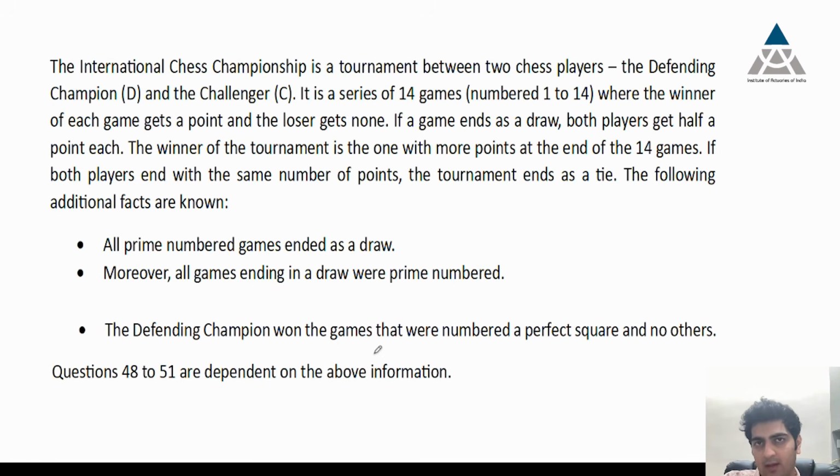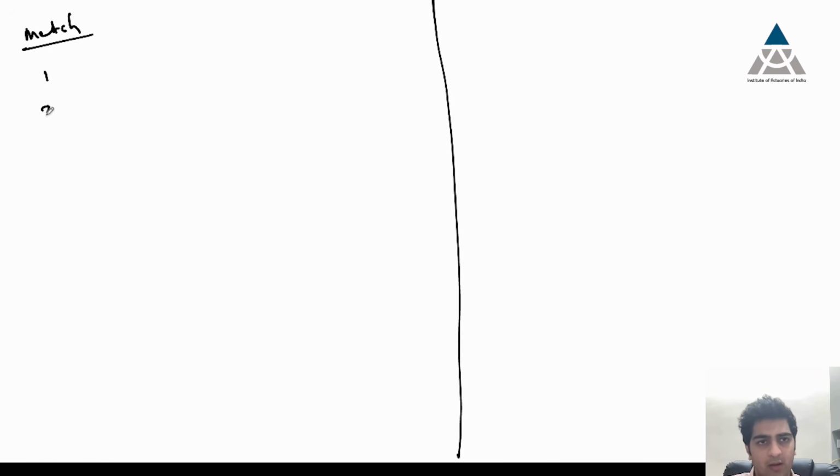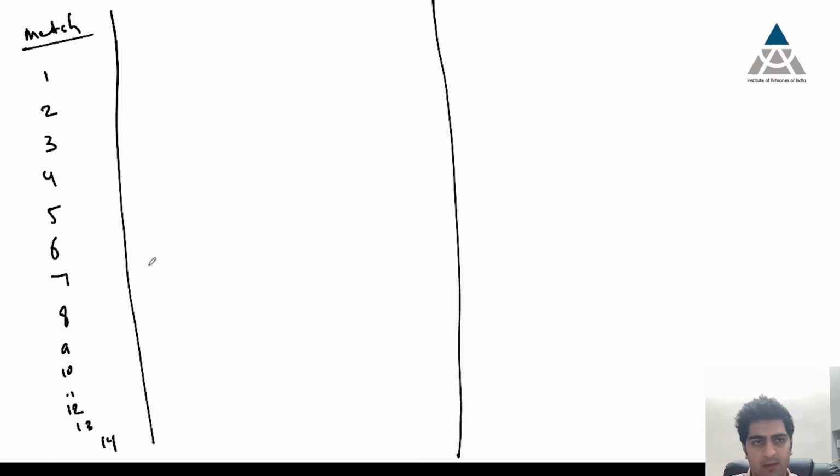So let's try and simply create all the games and who won, who lost, and the points system, because that's what we will be asked in the next 4 questions. I'll create this entire table of the matches first. There are 14 matches: 1, 2, 3, 4, 5, 6, 7, 10, 11, 12, 13 and I'll just set it 14. I still lost a little bit of space at the end, but that's okay. It's very important to create this table, by the way.